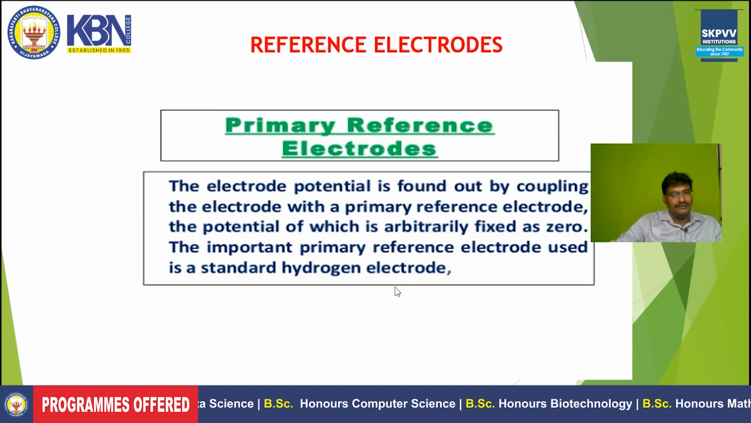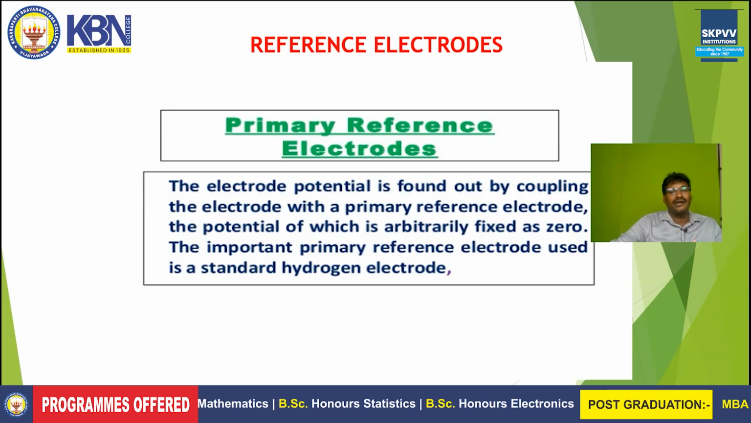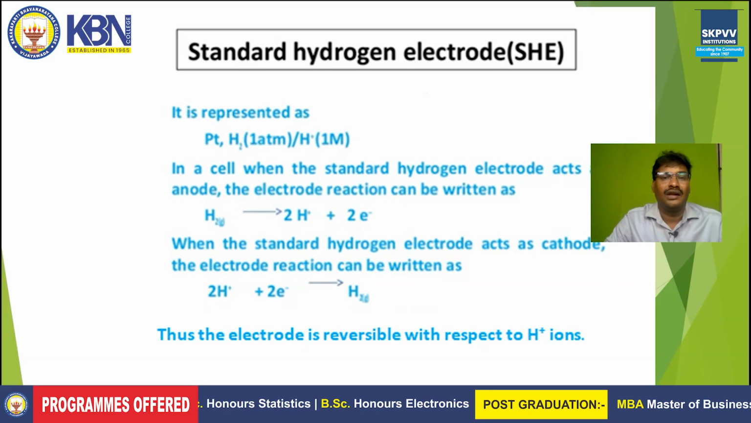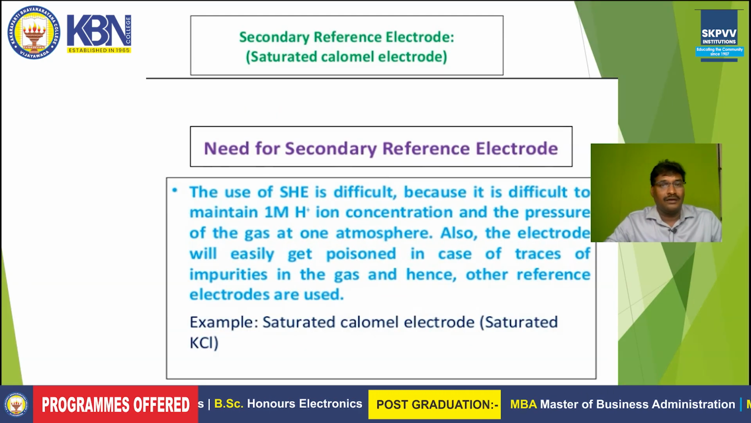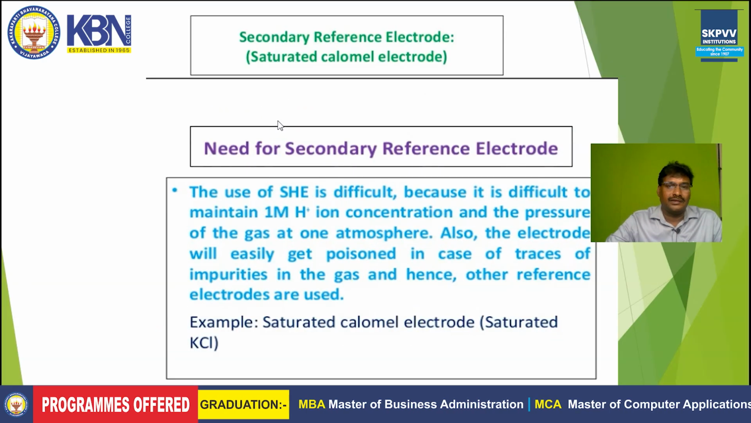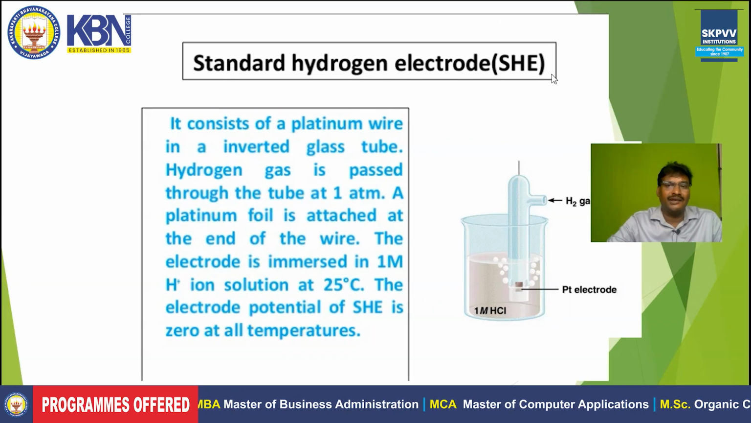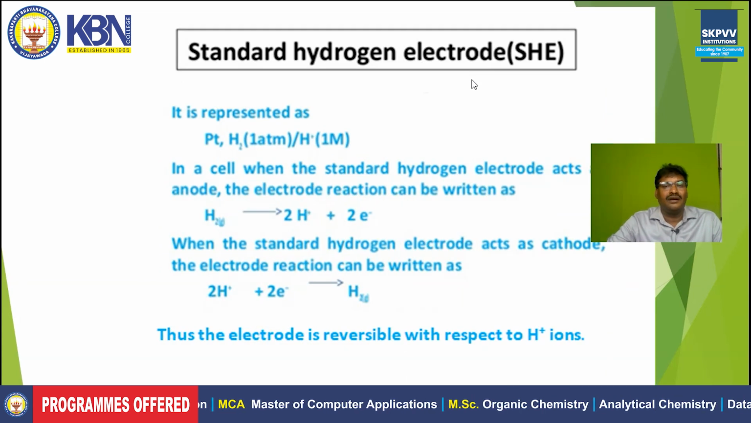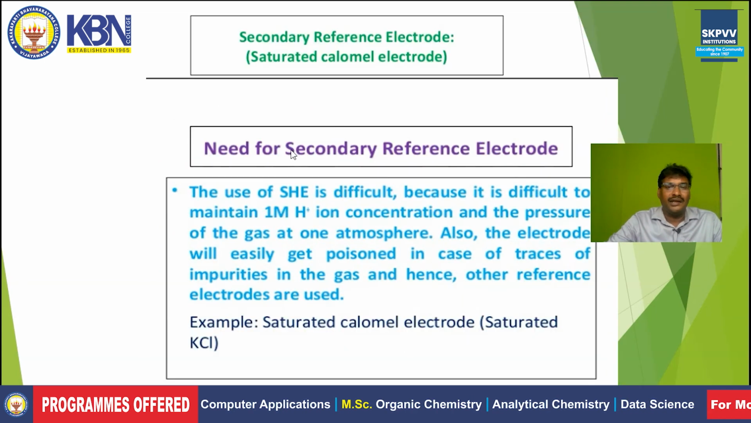That is the situation where we have to find the electrode potential values of all the metals. Primary reference electrodes are used, and SHE is also a primary reference electrode. Why do we need another? Sometimes the SHE may be troublesome and will not give 100% correct results. Hence there is a need for a secondary reference electrode.